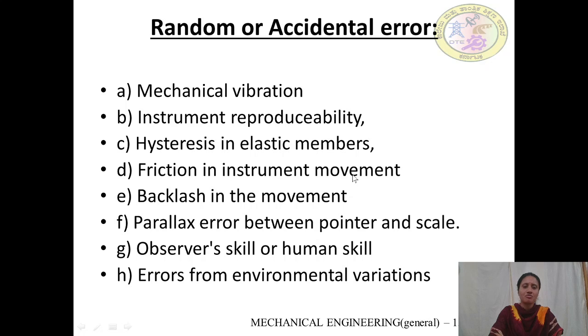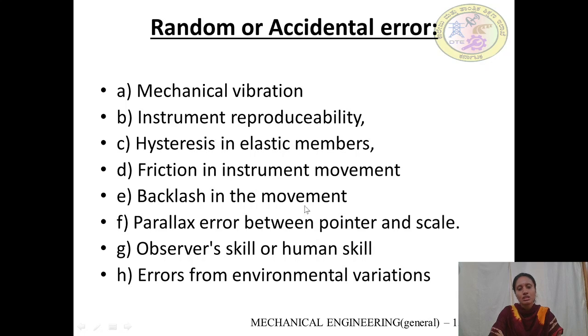Next, friction in instrument movement. As we know, in mechanical measuring instruments there will be many moving parts. When the parts move, there will be friction. And when we use the instruments regularly, there will be some wear and tear. So this is also a random error and comes under random errors.